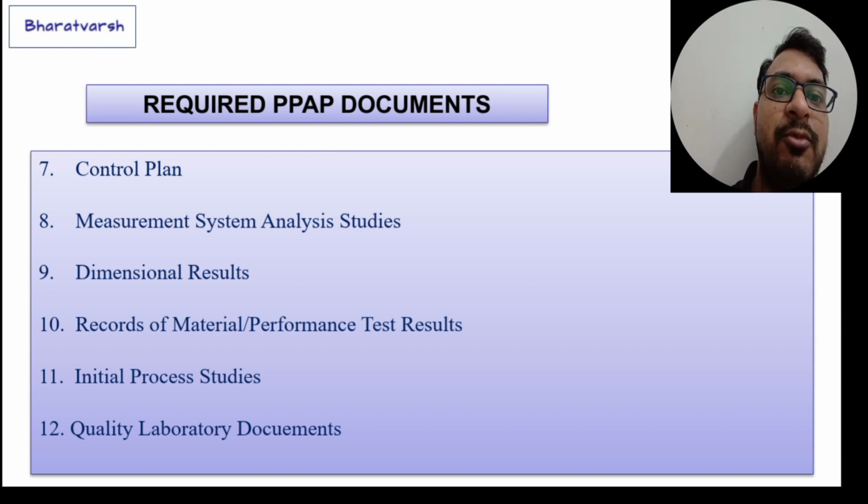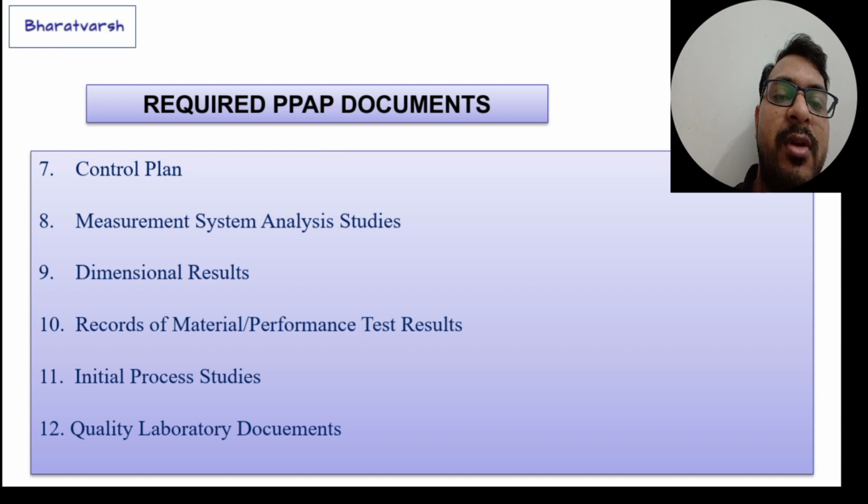In the initial process study, we have to identify the process capability index and the performance index during the process, and we have to identify the statistical control of the process to produce a quality product. 12th, quality laboratory document.